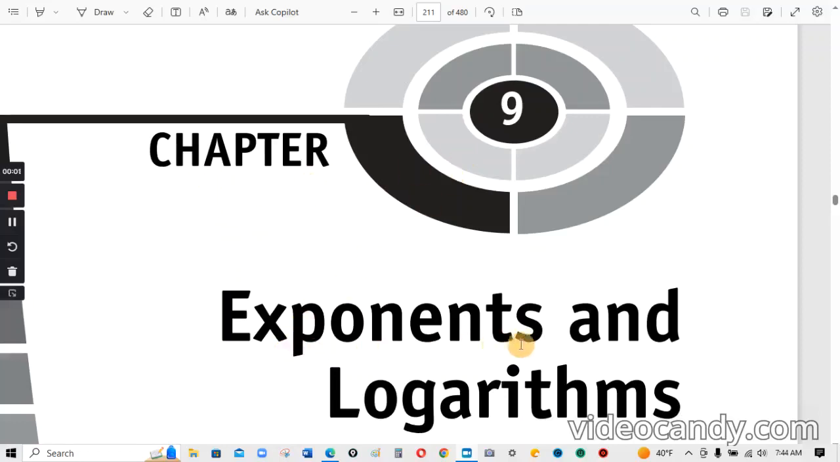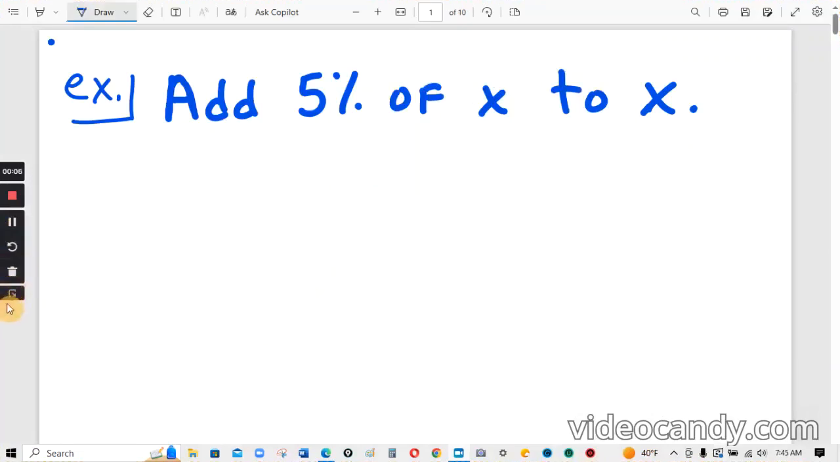Chapter 9, Exponents and Logarithms. So before we begin, I just want to show you a quick percentage shortcut.